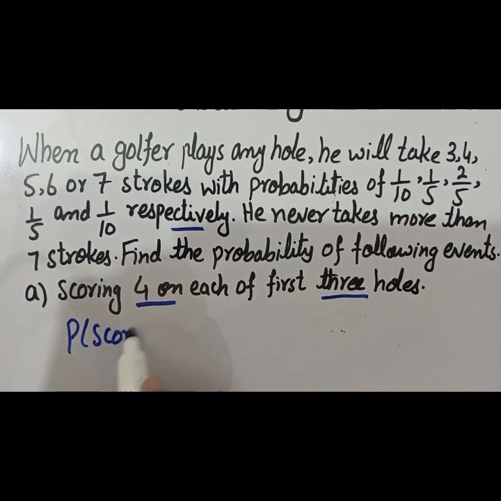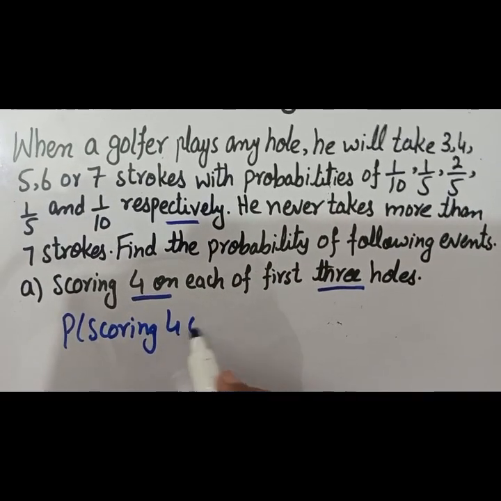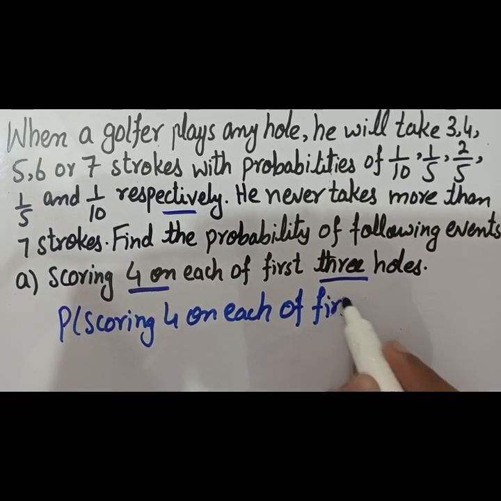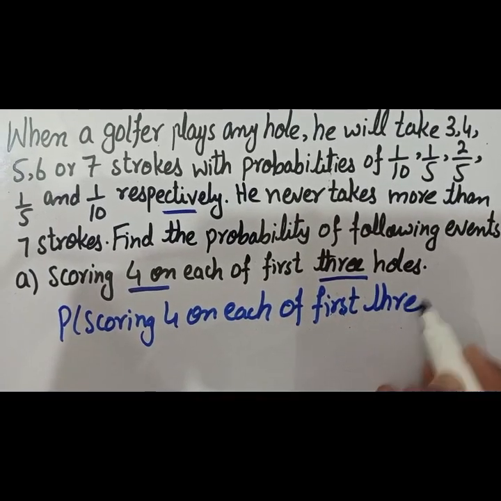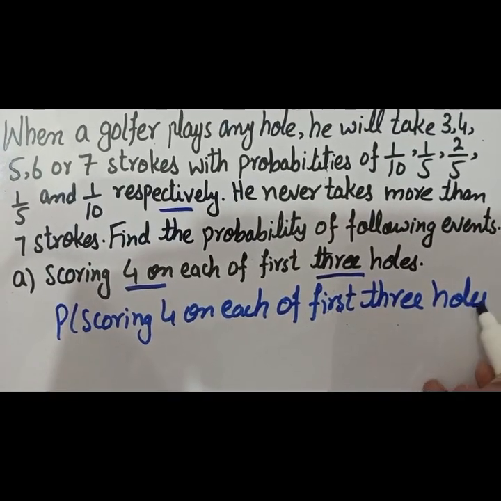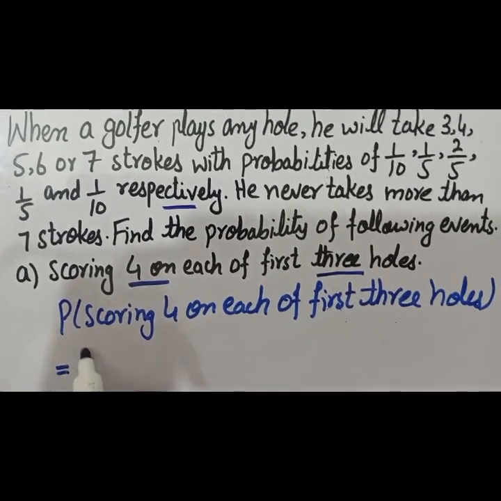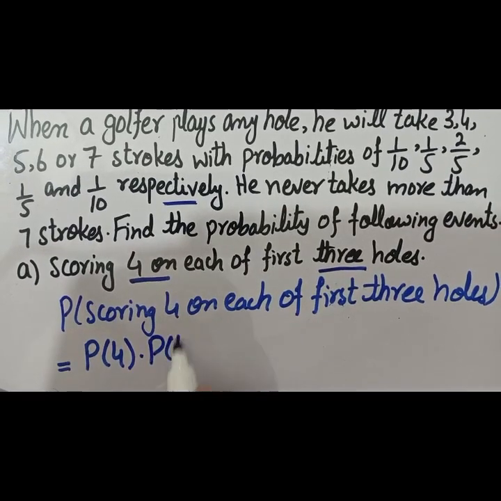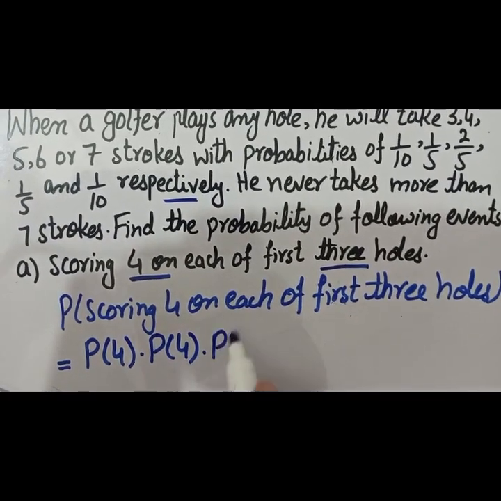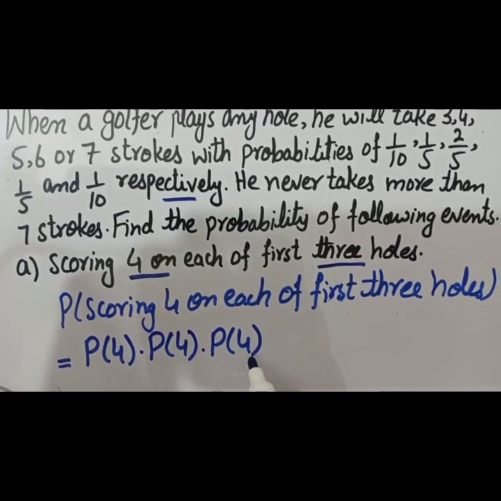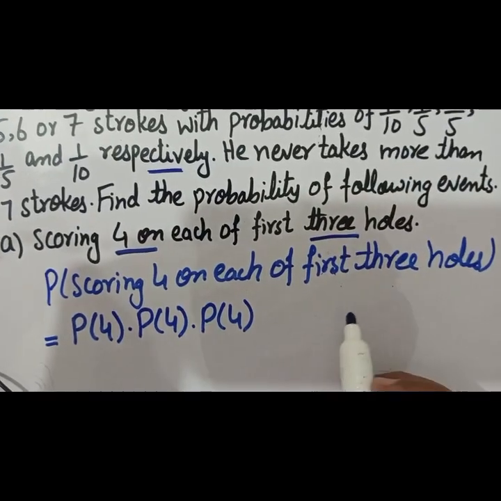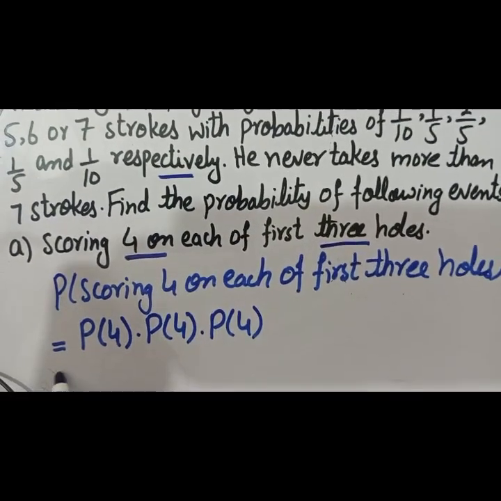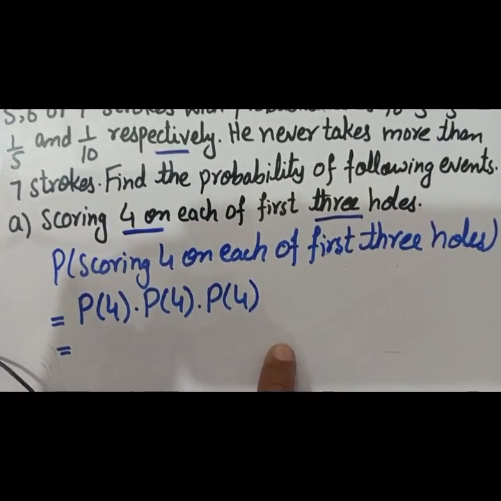the probability of scoring 4 on each of the first 3 holes, that is basically equal to the probability of 4 at the first hole multiplied by the probability of 4 at the second hole, multiplied by the probability of 4 at the third hole. It means he is taking 3 turns, but each time he is having 4 strokes.